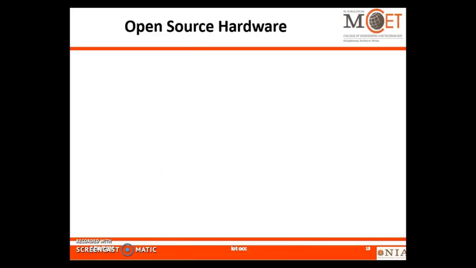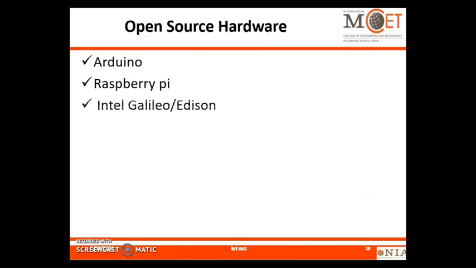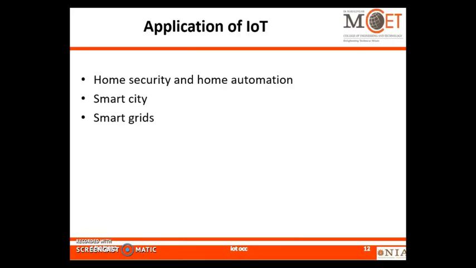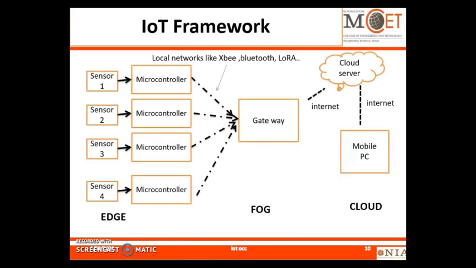Next, coming to open source hardware. Arduino, Raspberry Pi, Intel Galileo or Edison, Tessel, Spark, Beaglebone. These are the open source hardware that are available for IoT. And where is it used? So far we have discussed only the networking layer for fog, cloud and edge devices. In which place is it used? For that we have to go back to the slide of the framework of IoT.